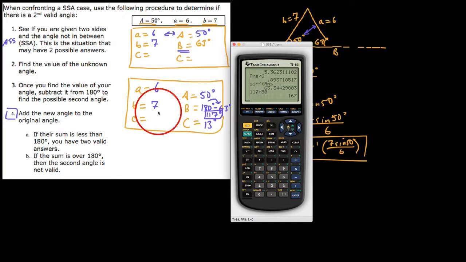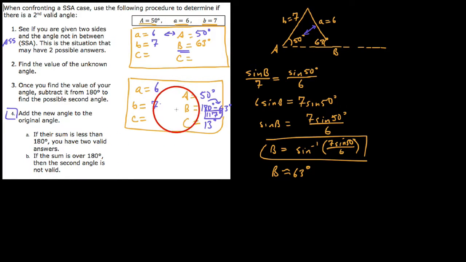So what we're really checking for is this. We say part A, if the sum of the angle you just got, the 117, and the original angle is less than 180, then we have two valid answers, because we had some degrees left over in that last angle, 13 degrees in this case. But if the sum is over 180 degrees, then we would say the second triangle doesn't exist. In this case, it certainly does exist. So we're going to finish solving both of these triangles, but know that this second triangle works, and our first triangle also indeed works.